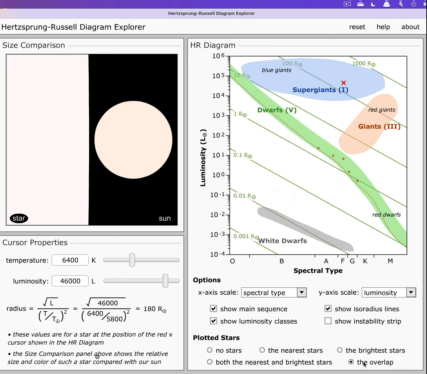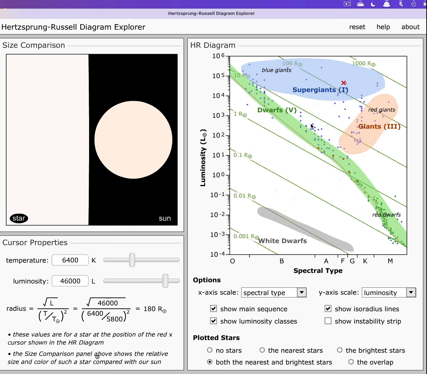There are a few that are bright and close, but most of the bright ones are pretty far away, whereas most of the near ones, the reason they are bright enough to see in our sky is because they're pretty close by. Here, we'll put them both on there at the same time. The red dots represent the overlap stars. The green dots are the ones that are nearest, and the blue dots are the ones that are brightest.